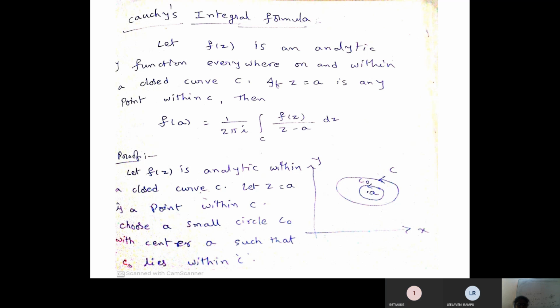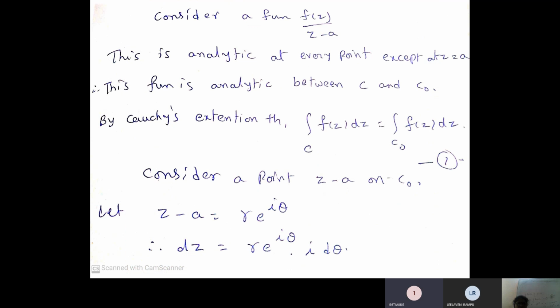So f of z is analytic within C. z equal to a is a point within C. Choose a small circle C naught with center a such that C naught lies within C. After that, consider a function f of z by z minus a. This is analytic everywhere except at z equal to a. So at z equal to a, it is not analytic, and analytic everywhere else. So it is analytic between C and C naught. So by Cauchy's extension theorem, integral over C f of z dz equal to integral over C naught f of z dz.